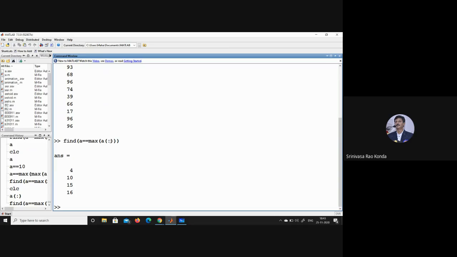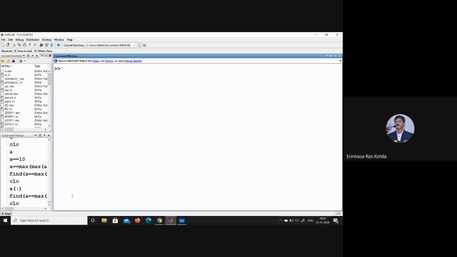A colon means all elements. Colon we can always take as all. Both we got the 4th element, 10th element, 15th element, 16th element. So the maximum. Okay, with this I am closing the maximum element. The same thing, min also will work.